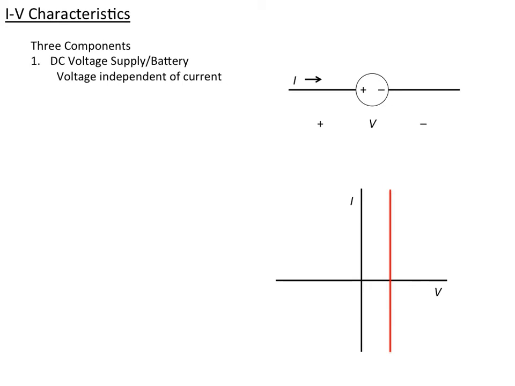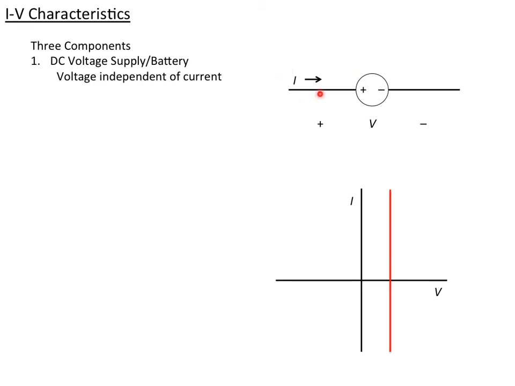The first of these is the DC voltage supply, which has this symbol, and it just shows that you have a high side and a low side with a given voltage. It'll be labeled with some voltage, 5 volts, 1.5 volts, whatever, and this is the high side and that's the low side, and that's the voltage difference between the two leads.